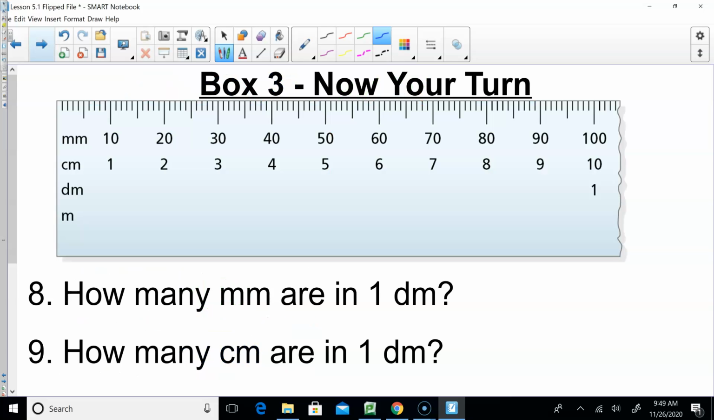Now it's your turn. I want you to draw a big line on your paper, label it box 3, now your turn. And I want you to write down these following problems and work through them. How many millimeters are in 1 decimeter? And how many centimeters are in 1 decimeter? So you can pause the video right now, write out that equation, that relationship, to show me millimeters and decimeters and how they are equal. And then centimeters and decimeters and how they are equal.